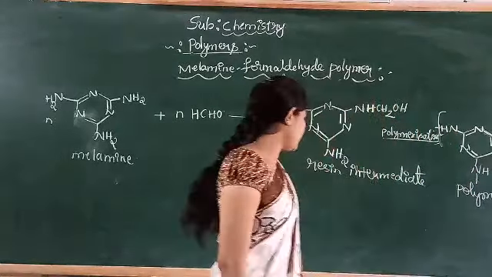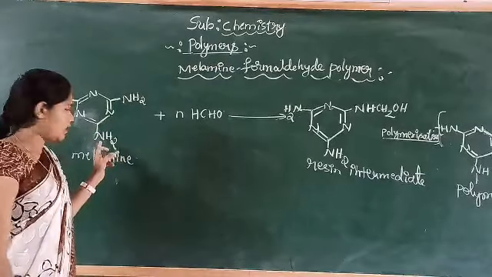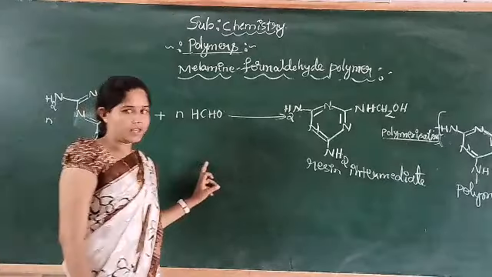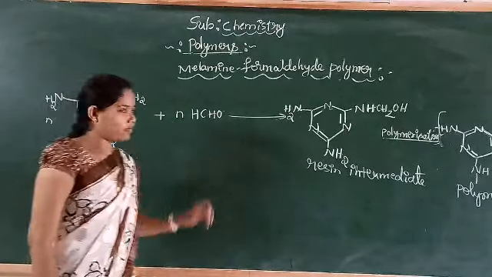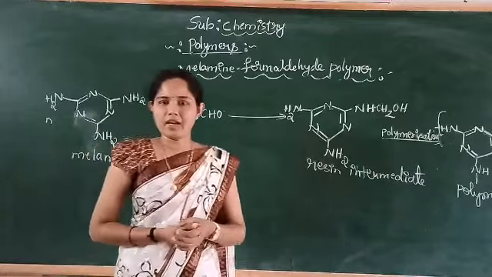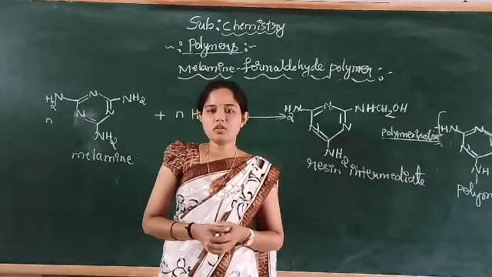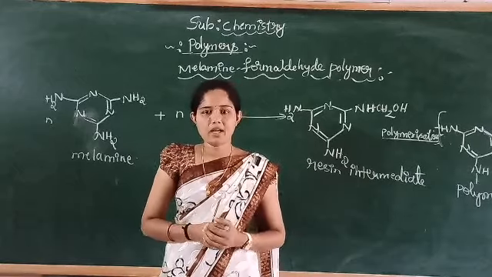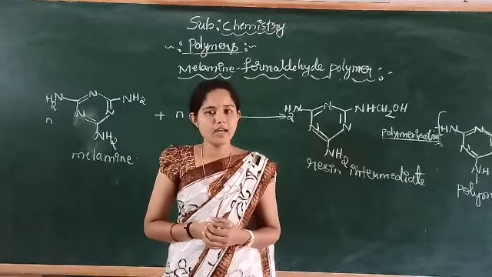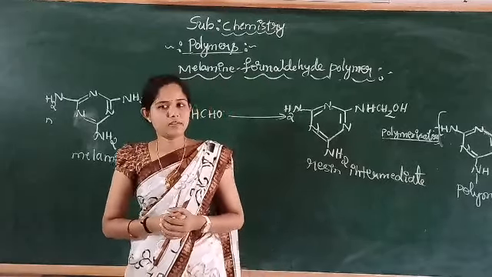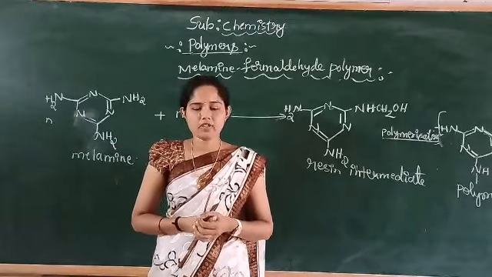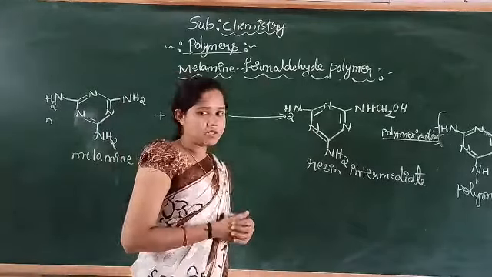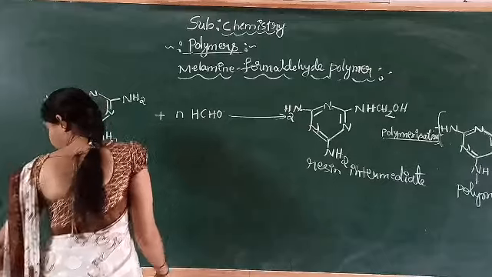Melamine formaldehyde polymer is manufactured or prepared by treating melamine and formaldehyde. This polymer is used in the manufacture of unbreakable crockery because of its high resistance. So it is used in the manufacturing of unbreakable crockery. Next one is natural rubber.